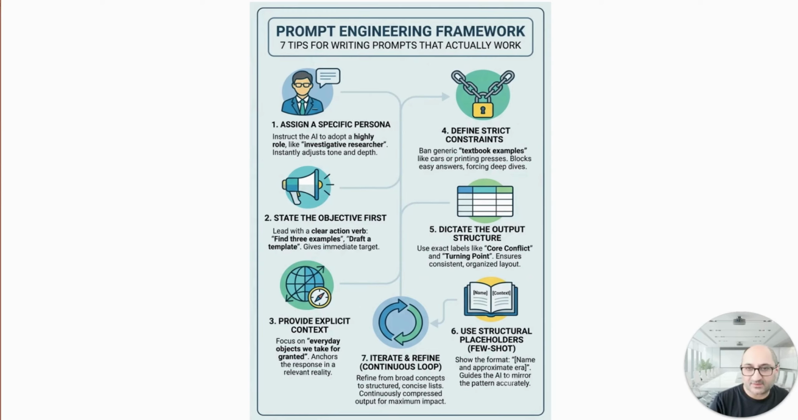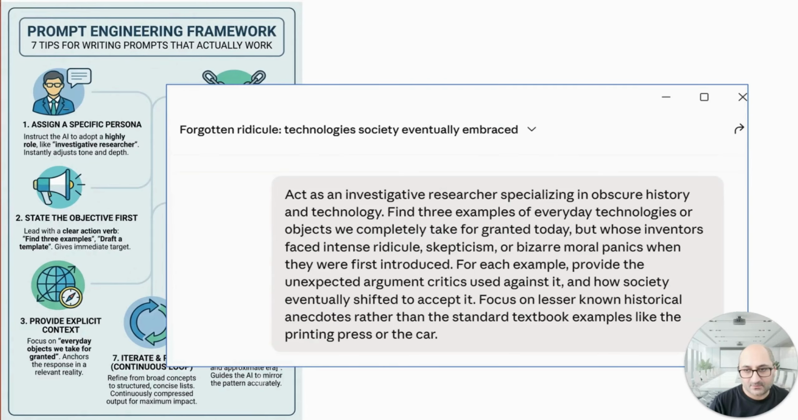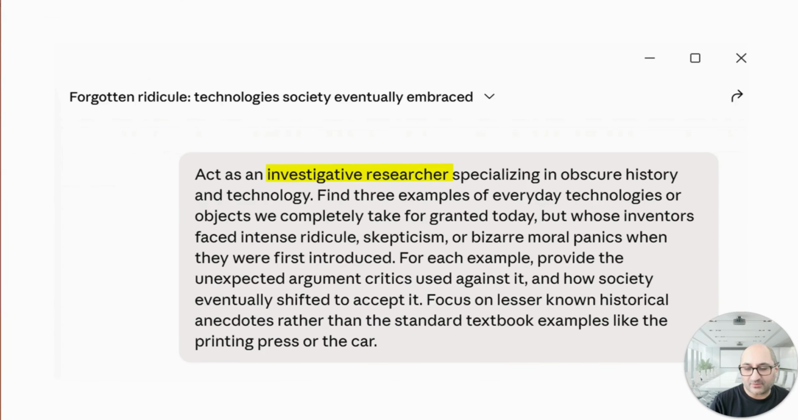Here, I've kind of listed out a framework, and you can see that it starts off with setting up a persona. Then it's also stating the objective, providing the context, defining some kind of constraints, defining the output, having some kind of structural placeholders, and then iterating and refining that. Okay, so with the first prompt that we typed in, now this was actually to do with setting the persona. Acting as an investigative researcher, that was the part where it's setting the persona.